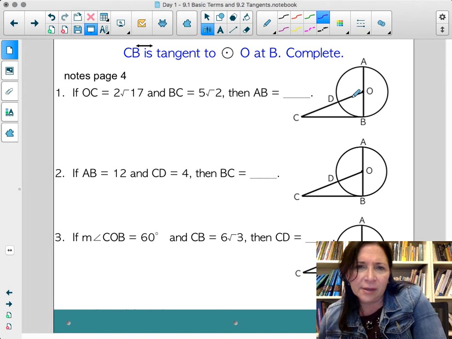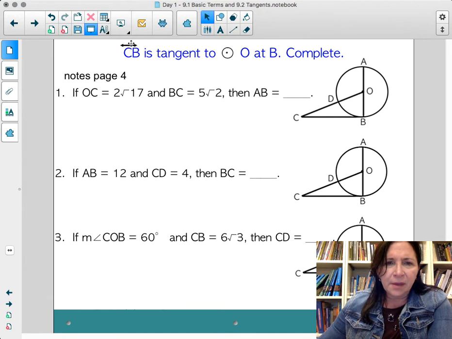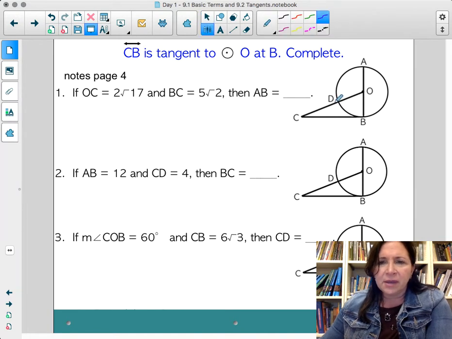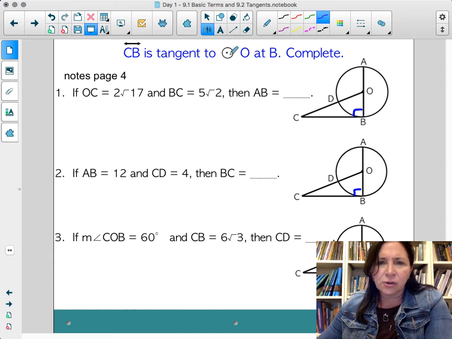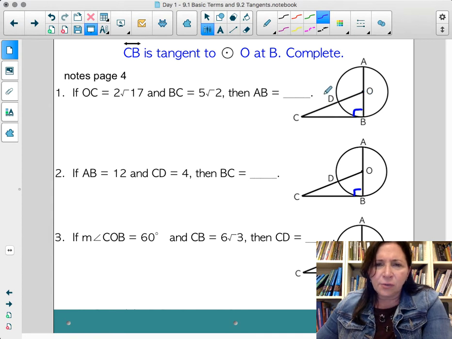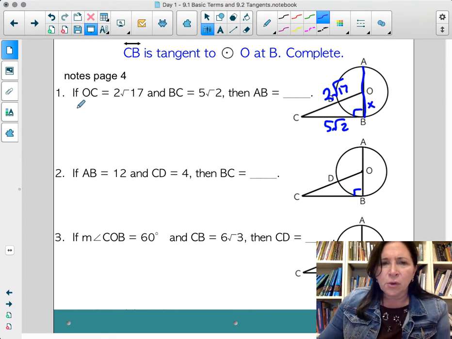So what I have here is a couple questions. We know that CB, here, let me put that back over that. So we know that CB is tangent. So let's put a little right angle in here, all of these right here. So we know CB is tangent to circle O at B, check. So if OC is 2 root 17, and BC is 5 root 2, then AB, so they want the whole length, but we can't find the whole length at first. We're just going to find X, and then when we're all done, we're going to double it. So we're going to use the Pythagorean theorem.